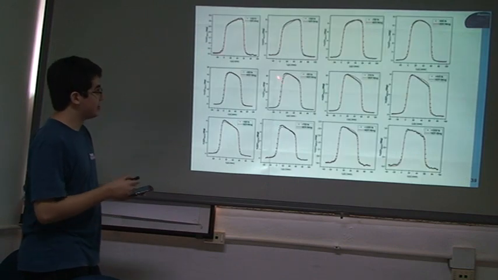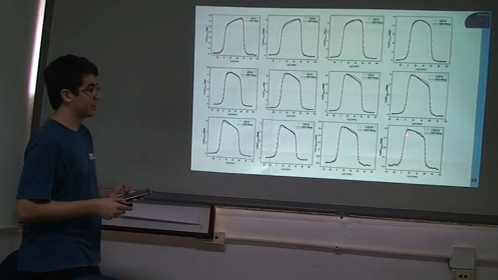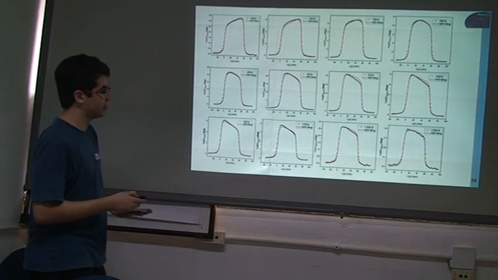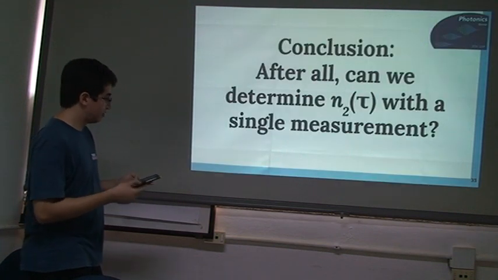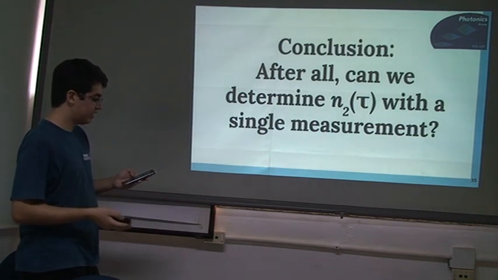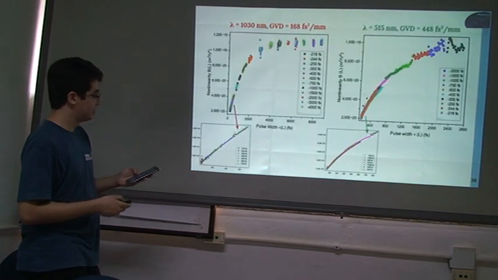So these are all the curves again. We see that some curves do not adjust very well, and this can be improved and will be improved in new measurements. So after all, already knowing the pulse parameters, can we determine N2 of tau with a single measurement?